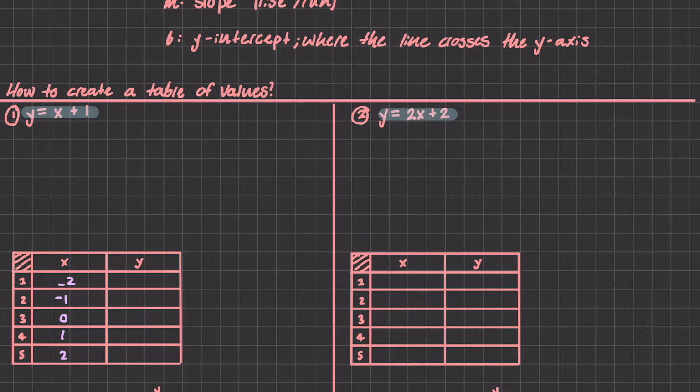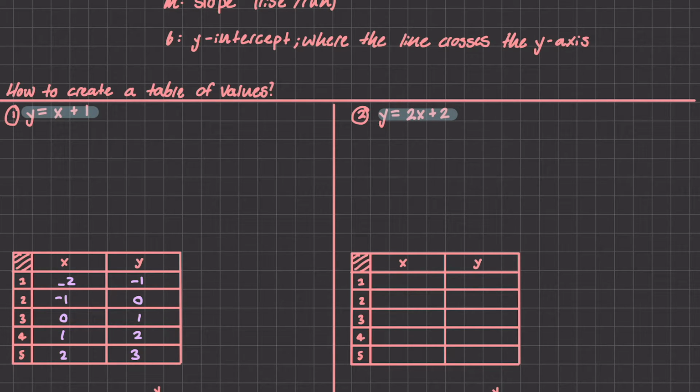So what happens if we plug in -2 for the x value? -2 plus 1 is -1. So we fill that out. Now, what if x is equal to -1, like we've written here? Well, -1 plus 1 is equal to 0. How about if x is equal to 0? Then y is equal to 1. And if x is equal to 1, y is equal to 2. If x is equal to 2, y is equal to 3.